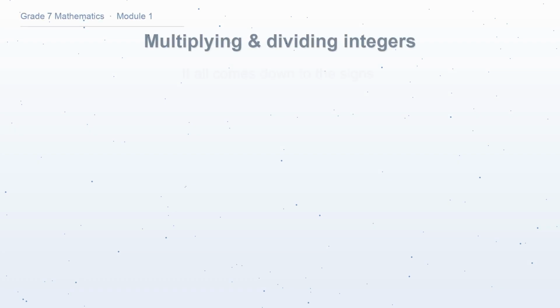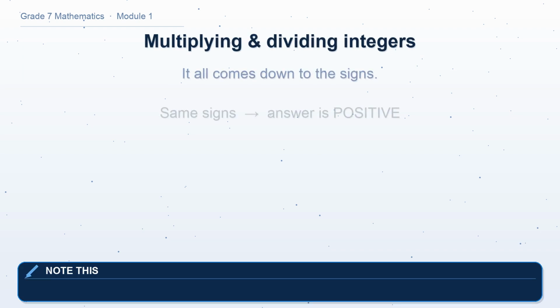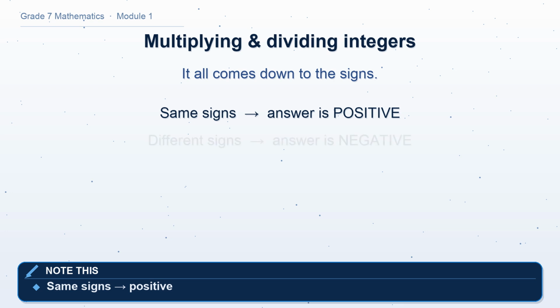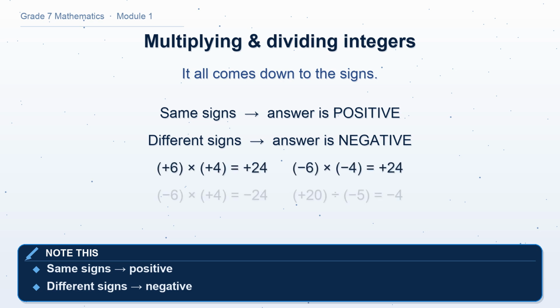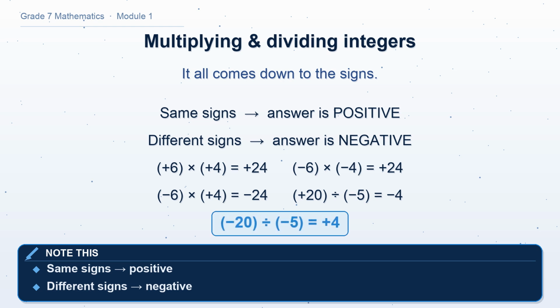Multiplying and dividing integers comes down to a single sign rule. If the two signs are the same, the answer is positive. If the two signs are different, the answer is negative. So +6 times +4 is +24, and -6 times -4 is also +24, but -6 times +4 is -24. Division follows exactly the same rule, so -20 divided by -5 is +4.